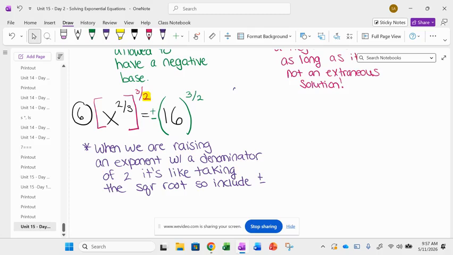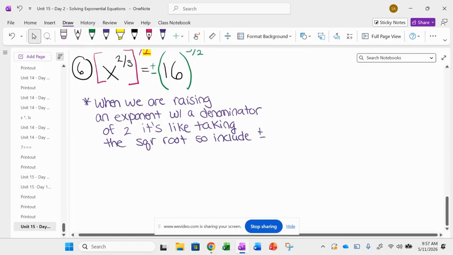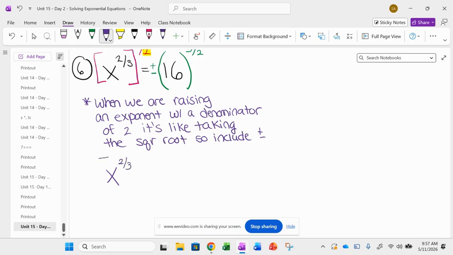Good. I want to ask myself, can I change 16 into some number raised to the second power so that I can cancel out the twos and not have a fraction? Absolutely. Sorry, what number raised to the second power is 16? 4. So we have x to the 2/3 raised to the 3/2 is equal to plus minus 4 to the second raised to the 3/2.